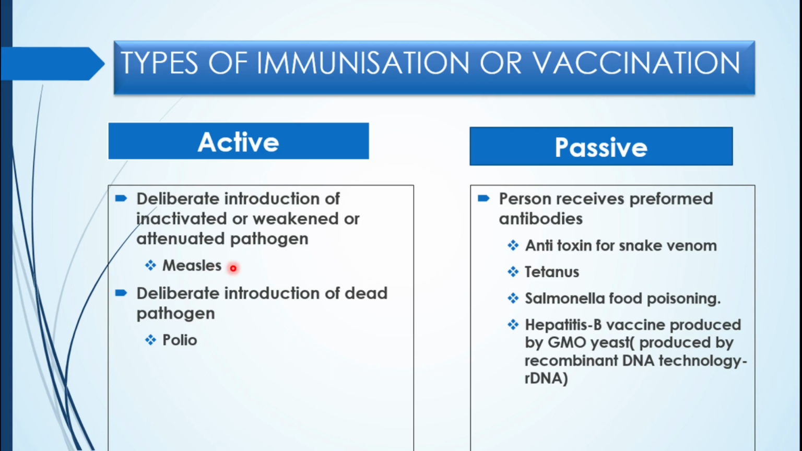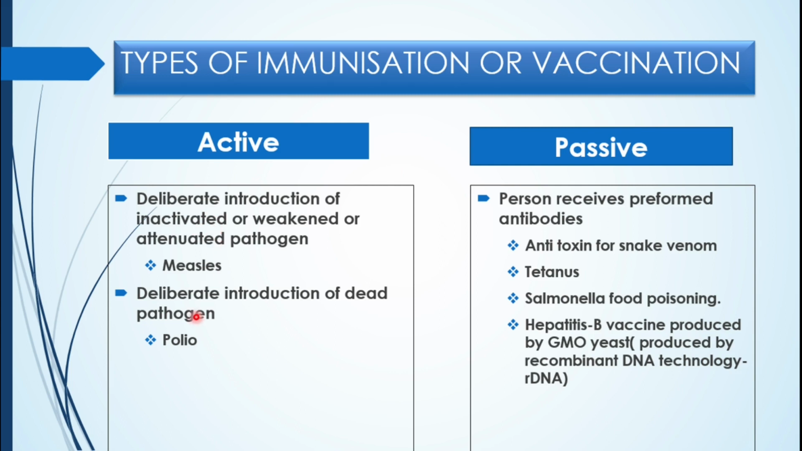Now these T cells and B cells remain in the body. Suppose this particular child happens to come in contact with a virulent form of measles virus at a later stage in his or her life. Immediately what happens is the massive production of antibodies by the T cells and B cells can immediately kill the antigens and protect the child through this particular kind of immunization or vaccination. So this is one type of vaccination.